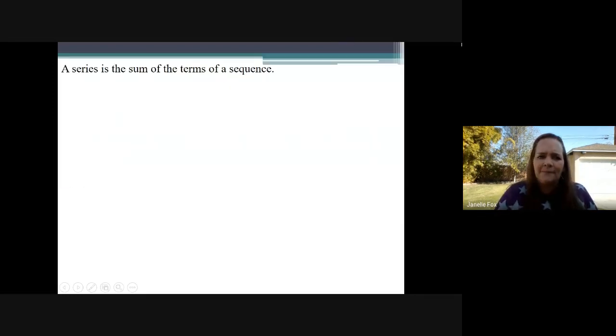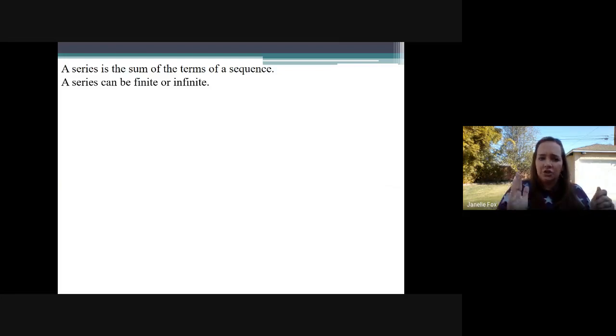So let's get started. Okay, so just as a quick definition, a series is the sum of the terms of a sequence. So remember, a sequence is a list of numbers that has a pattern, and now we're going to add those up, and that's what it means to be a series. A series can be both infinite or finite. So a finite series would have a certain number of terms. An infinite series would just go on forever, and we do both of these kinds, okay?